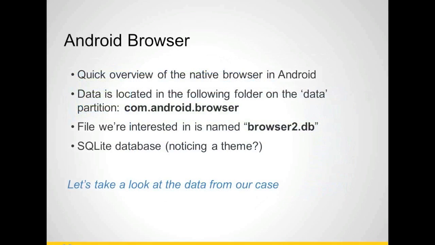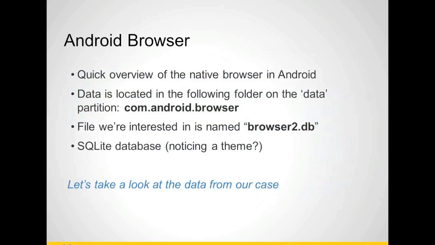And we'll jump over to the Android browser now. We'll just do a quick overview. Again, there's a lot of data for all these apps that can be found, and we'll be focusing on a few areas today. The default browser on Android can be found at com.android.browser in the data partition. Again, the file that we're interested in looking at is called browser2.db. And again, it's a SQLite database, so that makes things easy for us, and a nice standardized format.